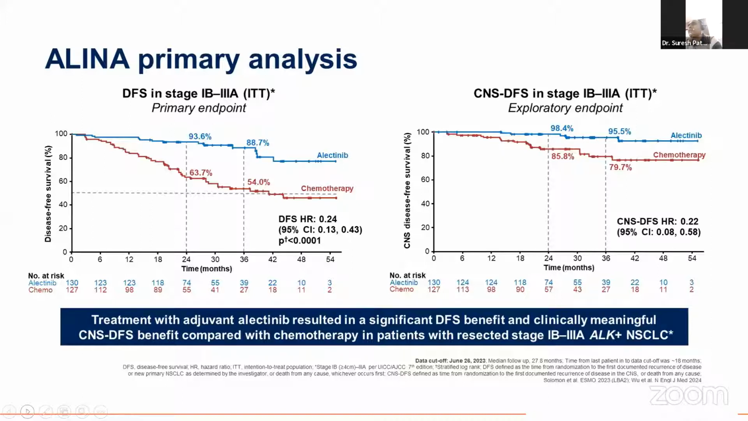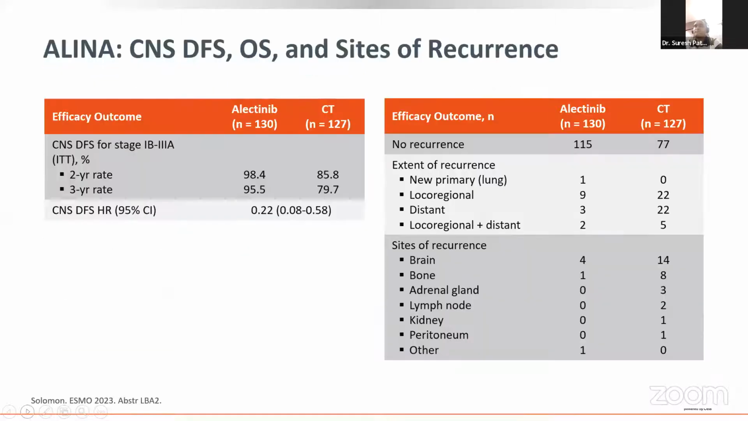When we come to the right side of the curve, which is the CNS disease-free survival, you can clearly see that the alectinib arm did better, with a 2-year CNS disease-free survival of around 98% as compared to only 86% in the chemotherapy arm. And at 3-year follow-up, it was 95% in the alectinib arm, and only 80% in the chemotherapy arm. Thus, treatment with adjuvant alectinib resulted in a significant disease-free survival benefit and a clinically meaningful CNS disease-free survival benefit compared with chemotherapy in patients with resected stage 1B to 3A ALK positive NSCLC. Next slide, please.